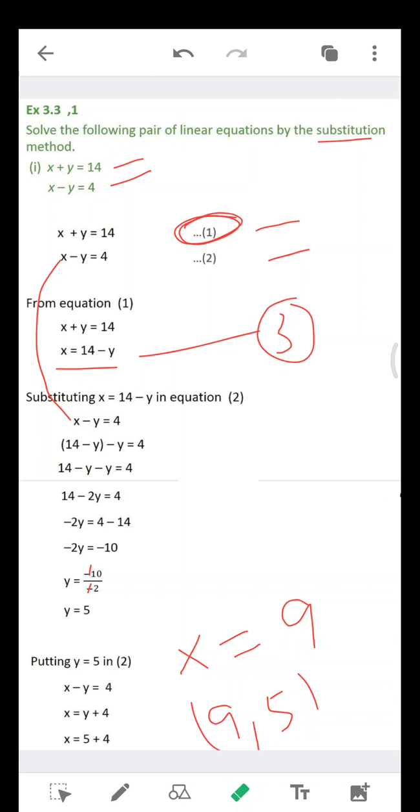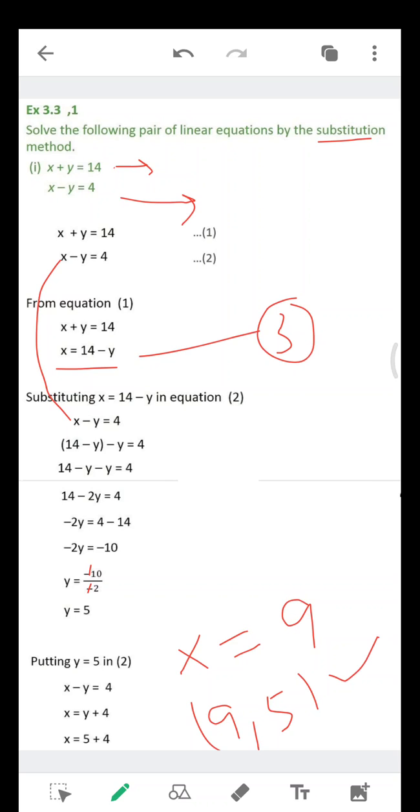How will you verify your answer? You can substitute 9 comma 5 in any of the equations. So substitute 9 comma 5 here. What will you get? x plus y, 9 plus 5, 14. And here if you substitute, 9 minus 5 is 4. So this is a unique solution for this pair of linear equations.